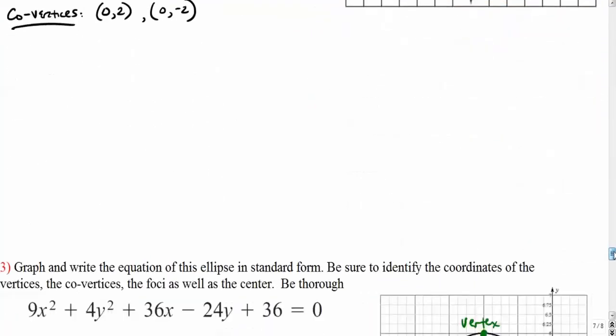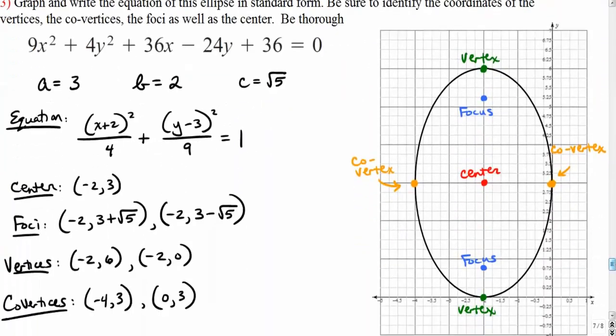Number 3. Equation, center, foci, vertices, co-vertices, as well as the A, B, and C values. Pause it, check it. This one required some completing the square. Any questions, just comment and I'll get back to you.